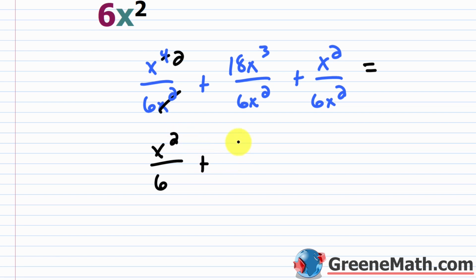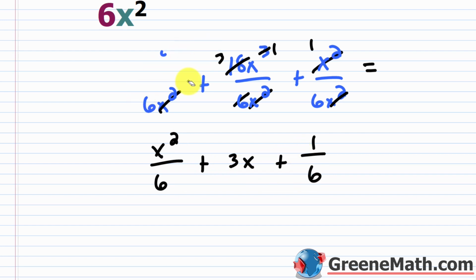Then plus, over here, 18 over 6. This is going to be 3, right? 18 divided by 6 is 3. So let me put a 3 up here. And then x cubed over x squared, again, x stays the same. You're going to subtract 3 minus 2, that's going to give you 1. So basically, this would cancel completely. This would be a 1. So this is just 3x here. And then plus, you have x squared over x squared. Let's put a 1 there. So this is 1 over 6. So my answer here is x squared over 6 plus 3x plus 1 over 6.